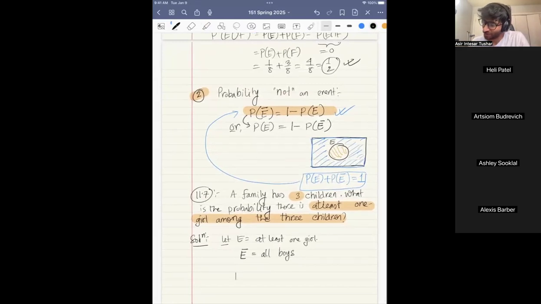Now, if I want to find the probability of E complement, it should be what? On the bottom, there should be the total number of outcomes. As each child can be either a boy or a girl, what should be the total number of outcomes on the bottom? What should go here? Let me write it. Total number of outcomes.